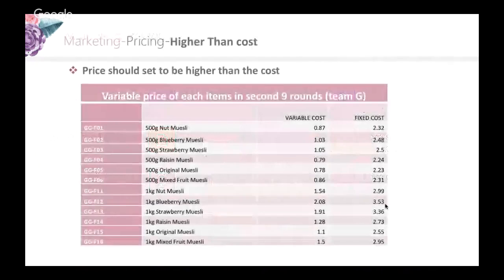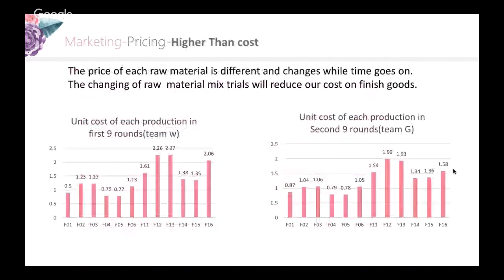First, about the cost for each item. To make sure of a higher contribution margin, our price should be set at least higher than those costs. Those two tables show the cost reduction after changing the material mix. After the reduction of cost, even though the price remains the same, the contribution margin in the second 9 rounds will be higher than in the first 9 rounds.